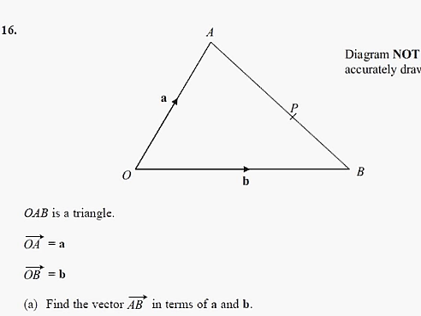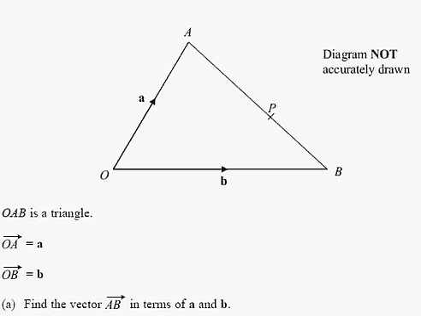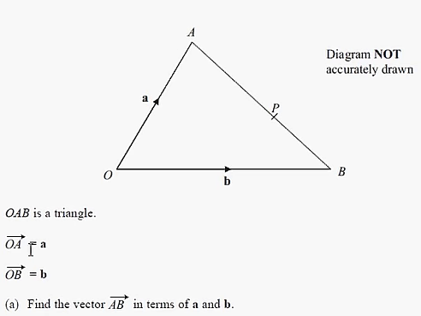Question 16. OAB is a triangle. OA equals a. OB equals b. Part a, find the vector AB in terms of a and b. Try to do this question now. If you get stuck, pause this video at the part where you got stuck and try to continue after that. Then resume this video when you get your final answer to check that you got it right.